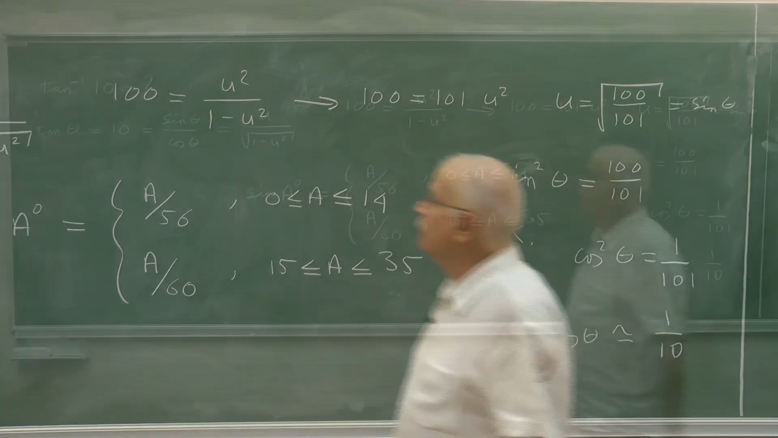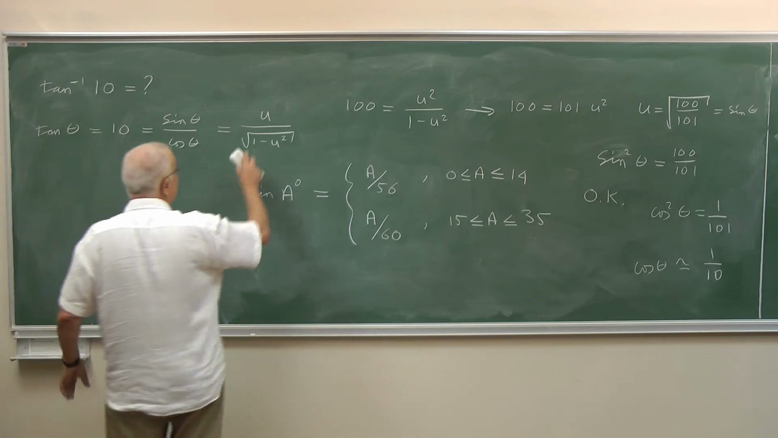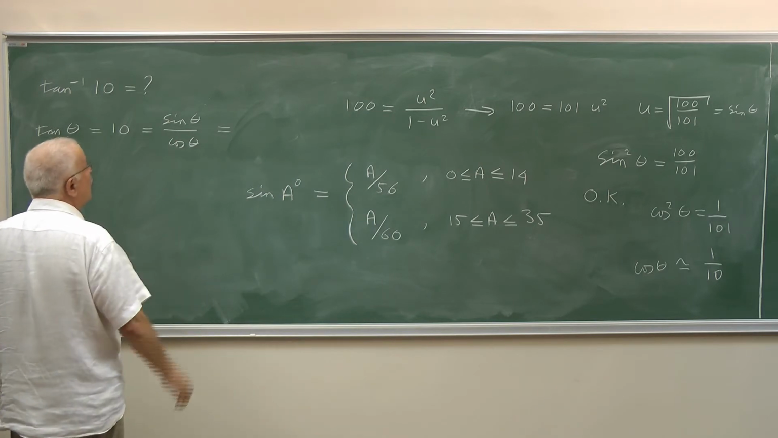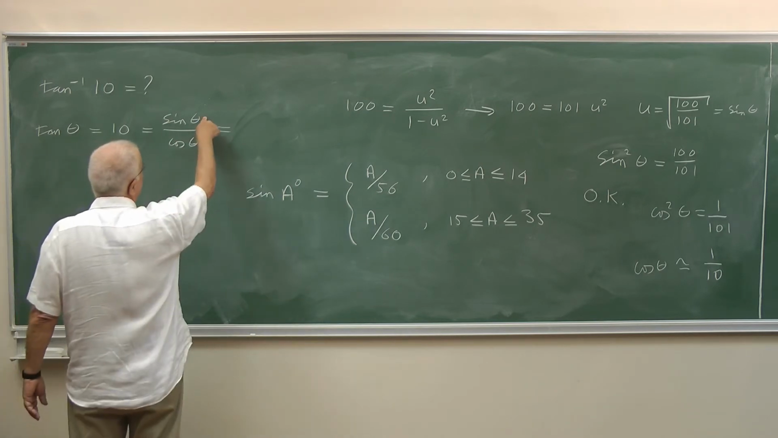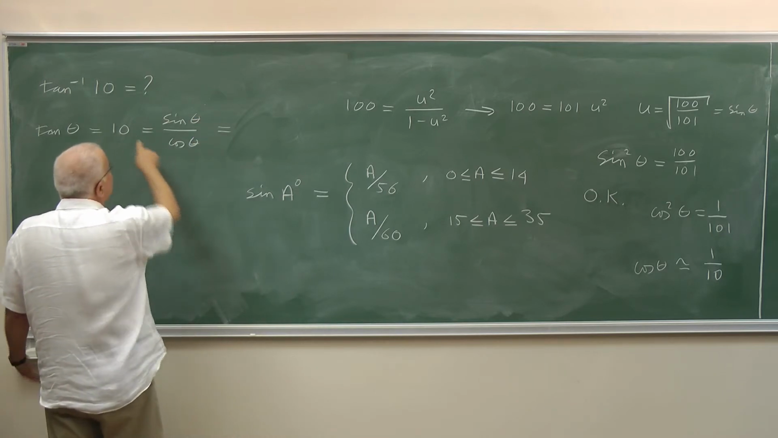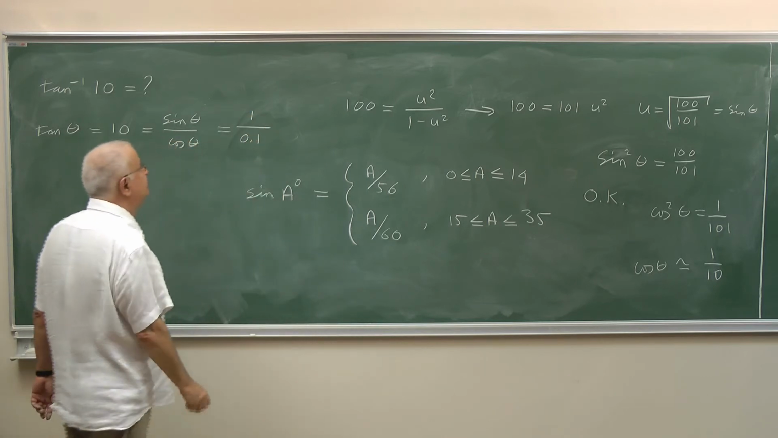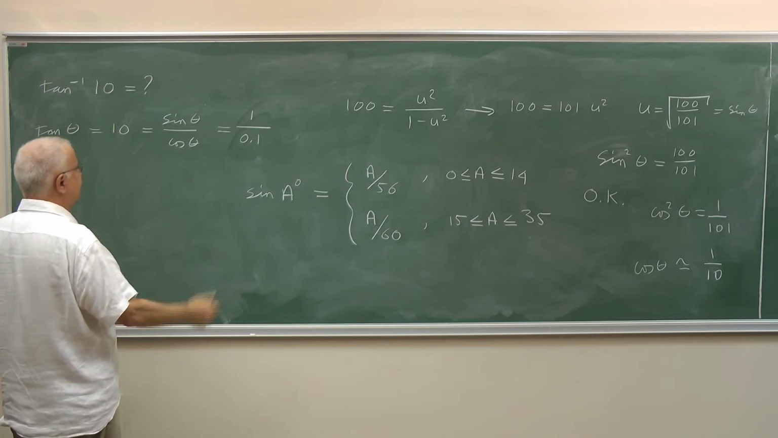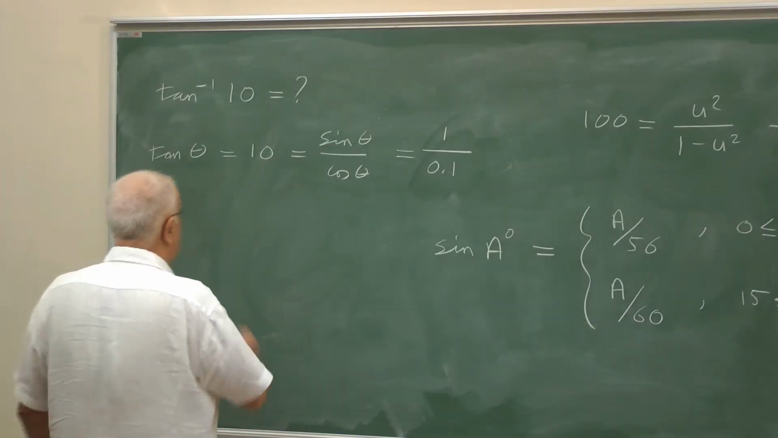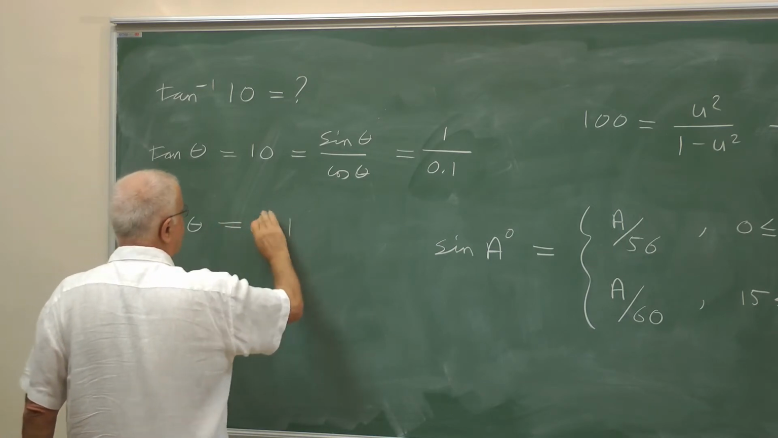Which makes sense because, since trigonometric functions sine and cosine are limited in absolute value to values between 0 and 1, it is not possible for sine theta to be 10 and cosine theta to be 1 to get this number 10. We should have something like 1 over 0.1. So that makes sense. Our starting point, therefore, should be cosine theta is 0.1.